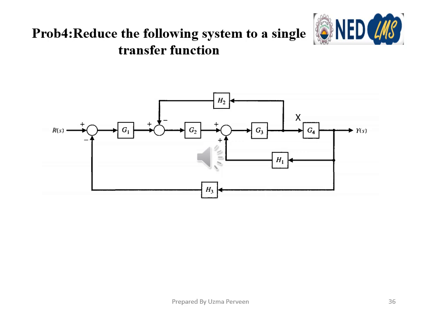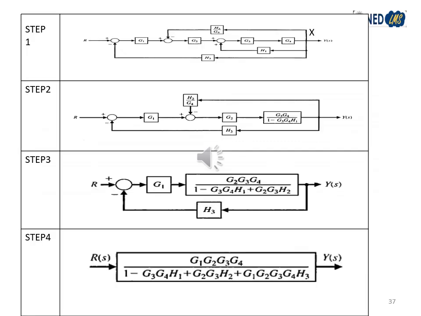So we can solve it step by step, and you will see that first we'll move this point X beyond the block G4, then we simplify the first minor feedback loop, and then in the next stage we'll find the simplified block diagram. As we have just discussed, in the first step we have moved point X beyond the block G4, and then we have added a block 1 upon G4 in series with the block H2, and we have cascaded these two blocks by multiplying their transfer functions, giving H2 upon G4.